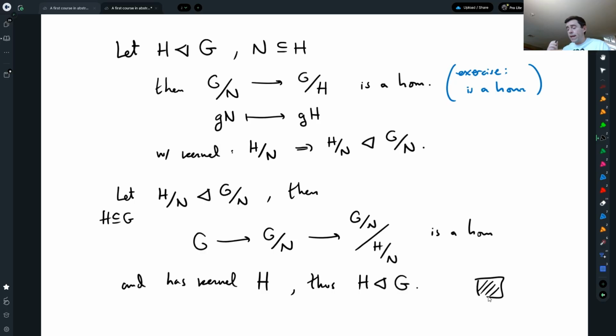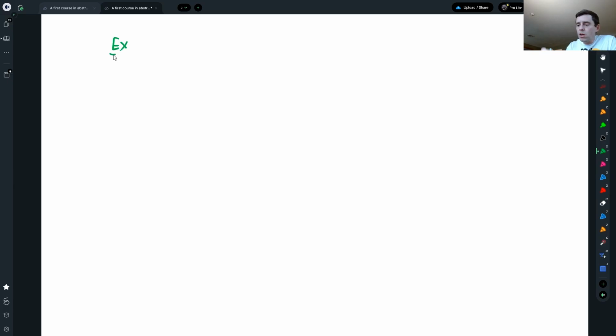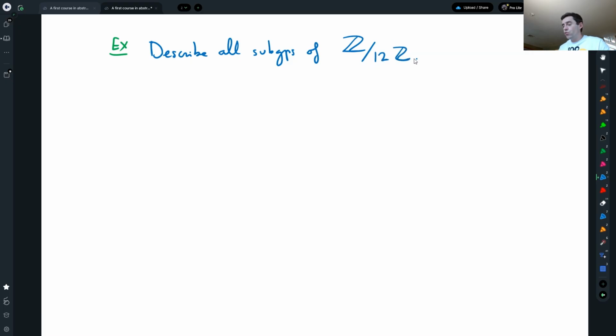So let me do an example of how to use this correspondence theorem to classify all the subgroups in a quotient. Let's use the correspondence theorem to describe all subgroups of Z modulo 12Z. Now, that is easy to do because this is a group with 12 elements, 0, 1 up to 11 modulo 12, so we can just computationally find them all quickly.